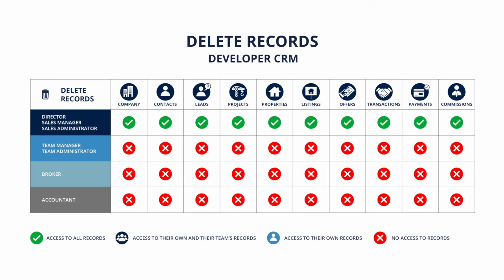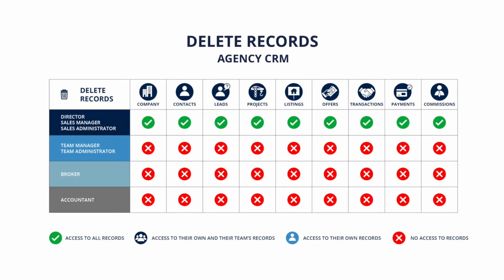Deletion of records can only be done by the top tier of profiles: director, sales manager, and sales administrator. And this is to ensure that no data is lost accidentally or maliciously.